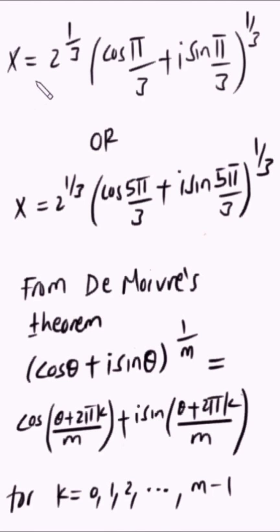So I have two values of x, the first one and the second one. So I'm going to apply de Moivre's theorem for the first one, and then I will also apply de Moivre's theorem for the second one. So let's do for the first one.